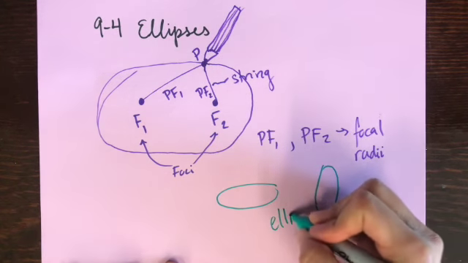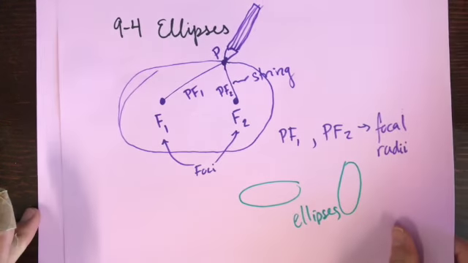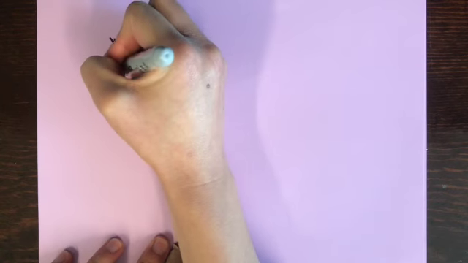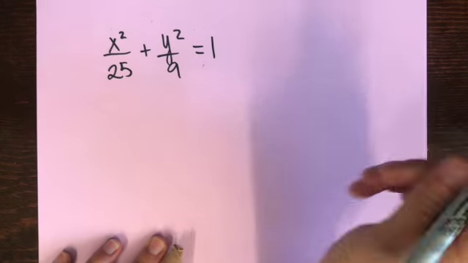So I can have an oval that's kind of sideways or an oval that's kind of taller, right? And these are both ellipses. PF1 and PF2 we're going to call focal radii. So let's go ahead and take a look at an equation where we would be graphing an ellipse.